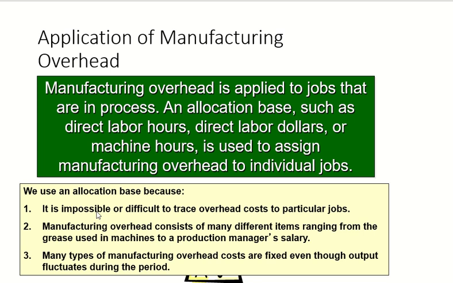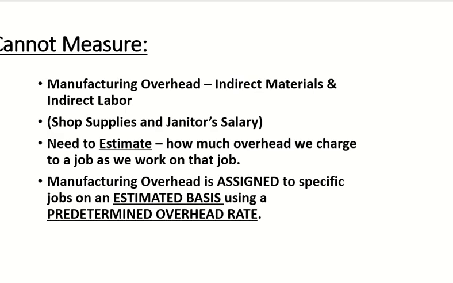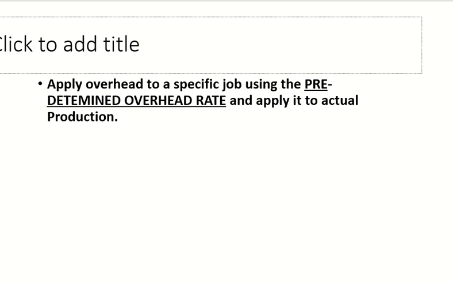Indirect labor, like this production manager's salary, and many types of manufacturing overhead costs are fixed, even though output fluctuates during the period. We also have things like rent for the factory, or depreciation could be manufacturing overhead. Again, sometimes it's hard to measure this indirect materials, so we estimate how much overhead we charge to a job as we work on the job, right? We're estimating how much we're going to use, and we use a predetermined overhead rate.